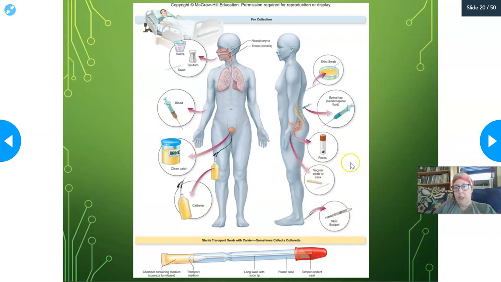So for our patient, since she has meningitis, it would be more likely that you would do a spinal tap and then potentially maybe draw some blood. I mean, she's an HIV patient, so she could have some weird stuff.